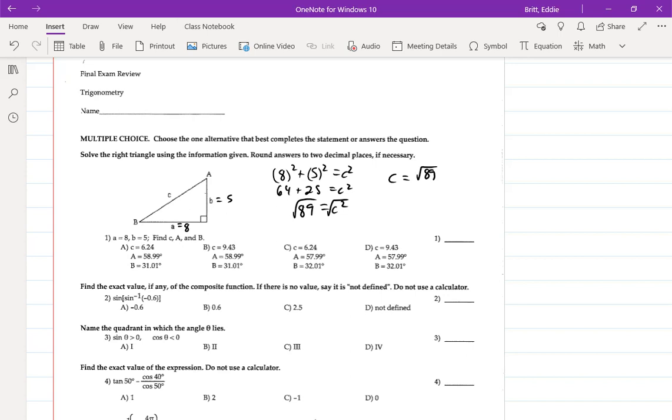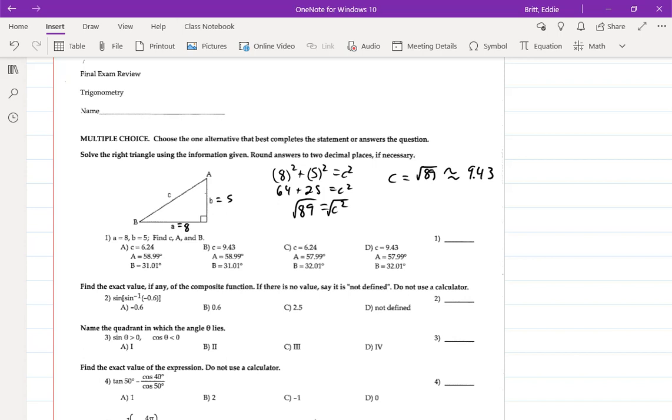Now notice at the bottom there that it doesn't list the square root of 89. It has decimals, so you'll need to find the decimal and round it to 2 places. When you take the square root of 89, you're going to get approximately 9.43.